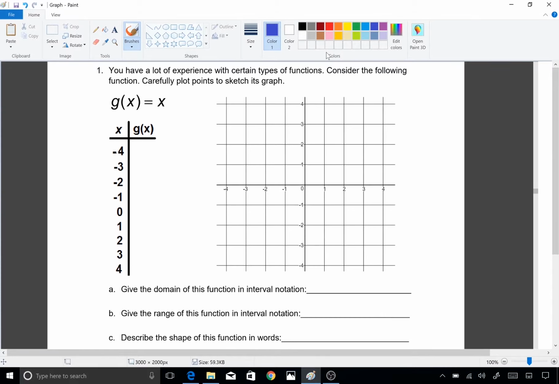I'm on page 95 in the packet. First, we review drawing a graph from a table. Remember that x is the independent variable. It can be whatever as long as the function has a real result. The y values of the graph will be the values of our function. If we have the function g of x equals x, then the value of g of x when x equals 4 is 4. When x equals -3, it's -3, and so on.